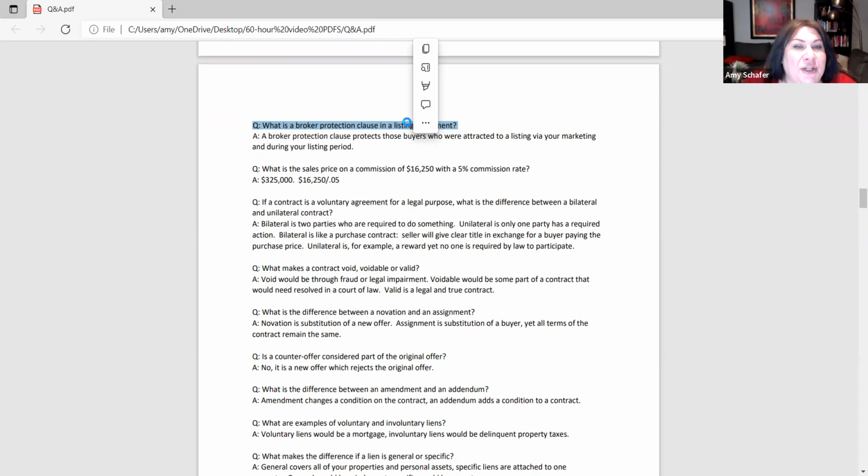This is a simple commission equation. 5% divided into 16,250 is going to give you a list price of $325,000.